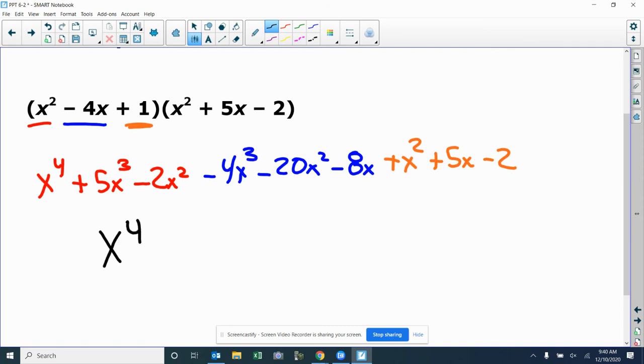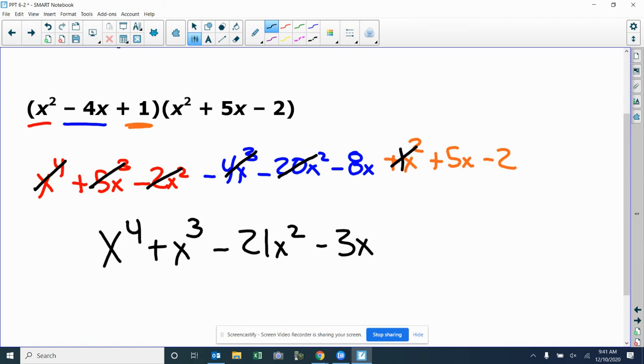I think that's the only x to the fourth, is it? We got two cubes there. We got positive 5 minus 4. That's going to give me plus x cubed. We got a couple of squares. We got -2, -20. Don't forget this one over here. This is +1. So I think we're looking at -21 of those. Got -8 plus 5 going to give me, I think, lucky -3, then minus the deuce.